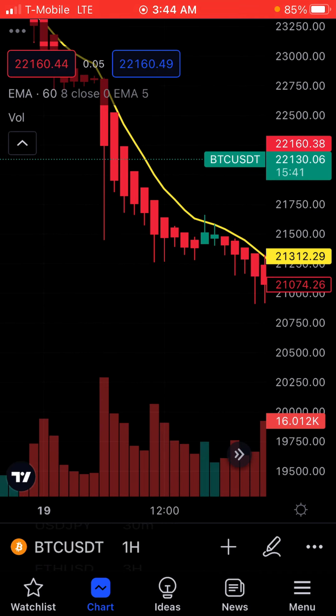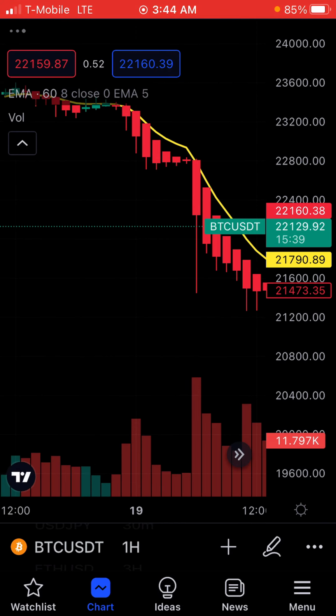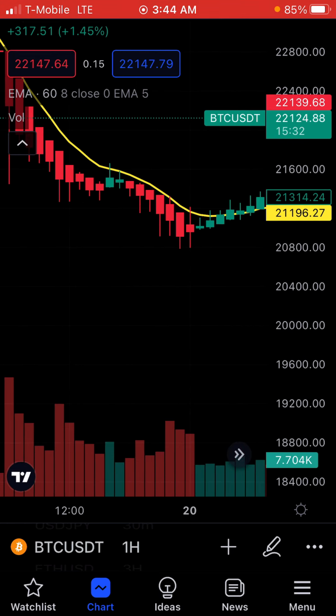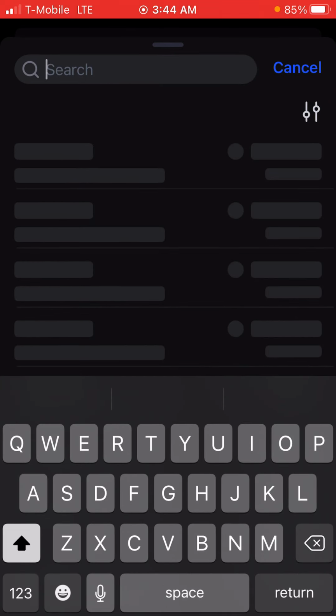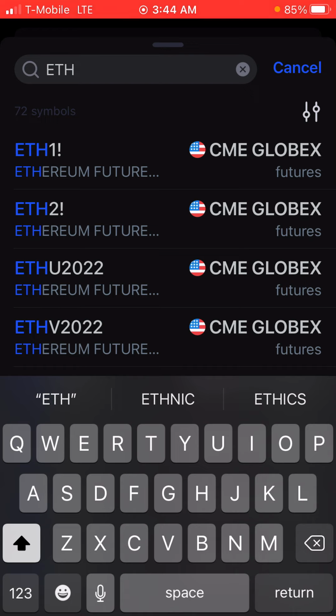Okay, well, that's it. I think you guys get the idea. Bitcoin's in a bear market at the same time, so it's hard to find those moments. So let's just move on to Ethereum, because Ethereum has that merge thing happening.